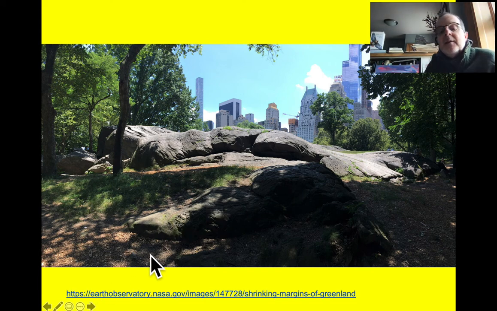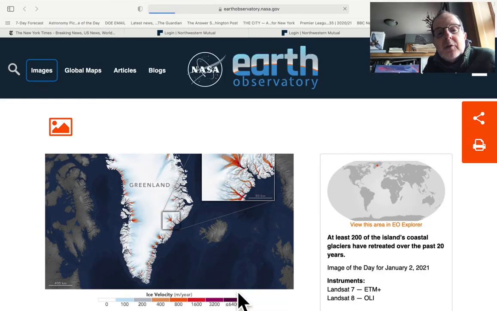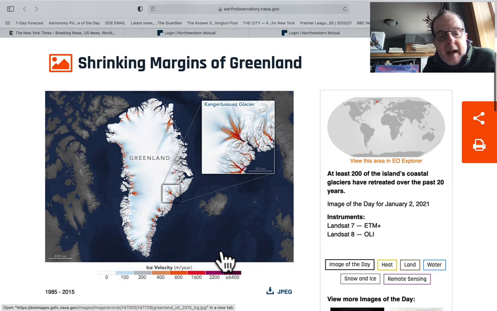And this is the last slide I'm going to show here, and I'm going to go to this link, and I may freeze when I talk, and if I do, well, just listen on. We're going to just look at how the glaciers of Greenland have been shrinking. And it says here at least 200 of the island's coastal glaciers have retreated over the past 20 years.